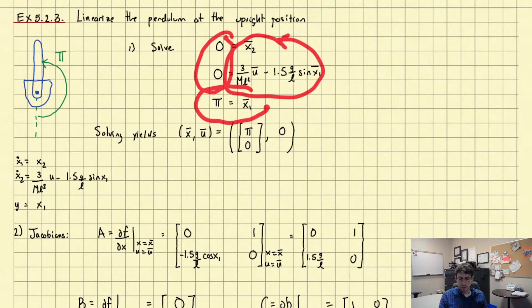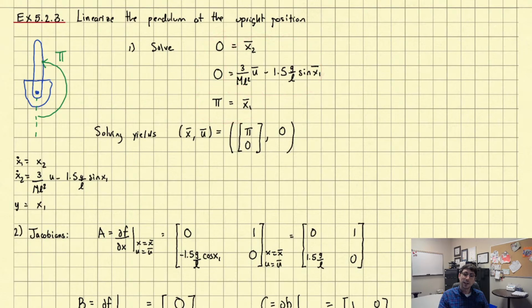And this last constraint, again, as I mentioned last class, is application dependent. In this case, the application is we want to linearize at the upright position. Okay, solving, we found this value. So the state at equilibrium is pi, 0, so position is upright, velocity is 0, and we aren't applying any torque.